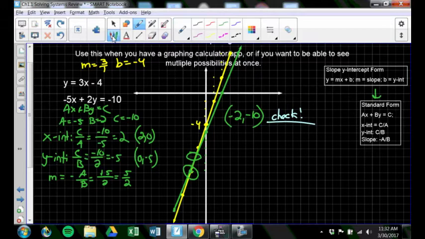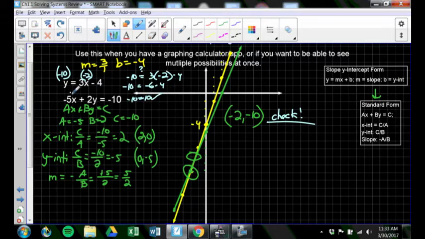I'm going to plug negative 2 in for x and negative 10 in for y. So the first one I get negative 10 equals 3 times negative 2 minus 4, and I'm checking to see if these are equal. So I put that question up there. It's like, are these equal? I don't know. Let's check. Negative 10 does equal negative 10.